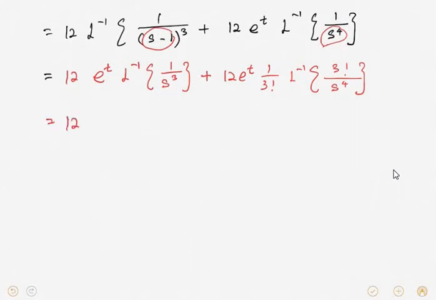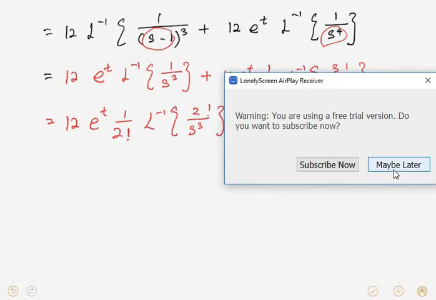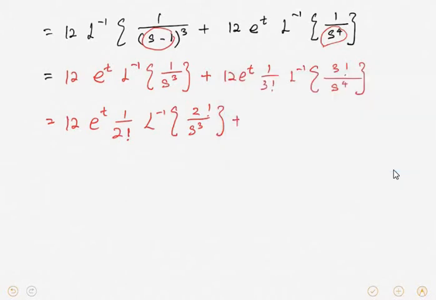Okay, so now we have 12 exponent t, and then this one again, the n is equal to 2, so we derive with 2 factorial inverse Laplace transform 2 factorial over s power 3 plus, okay, 3 factorial we obtain 6. So 12 exponent t divided by 6, and this is t power 3.